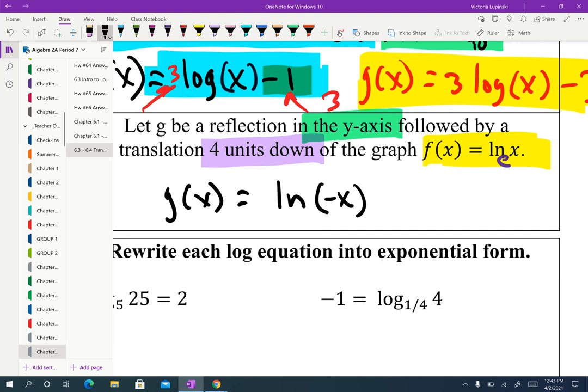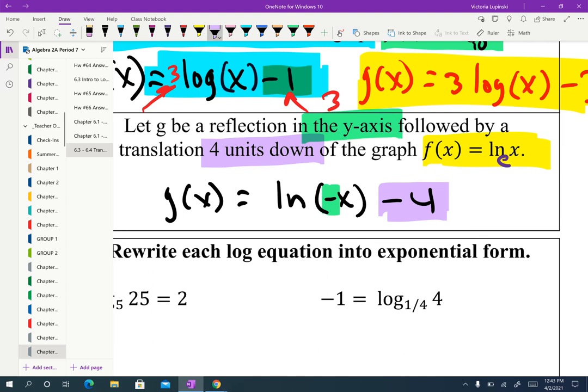Again, you might want to get in the habit, although technically it would be correct if it wasn't there. And then 4 units down is a big -4. And again, just to color code that for you, there is your reflection and there is your down 4. So that's the first part of the lesson, making sure you can recall all the different transformations.